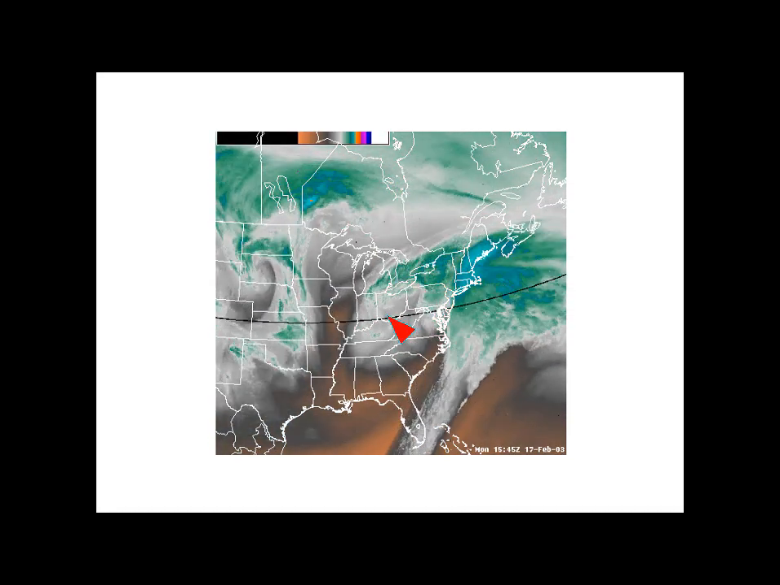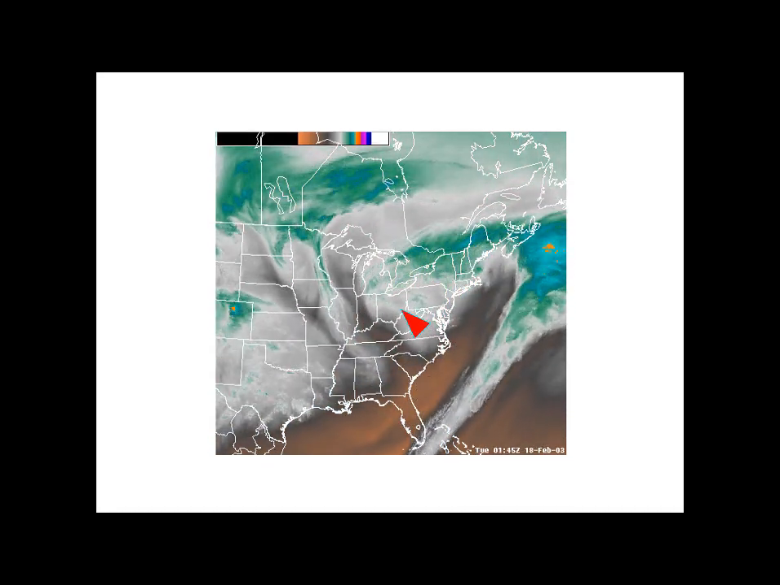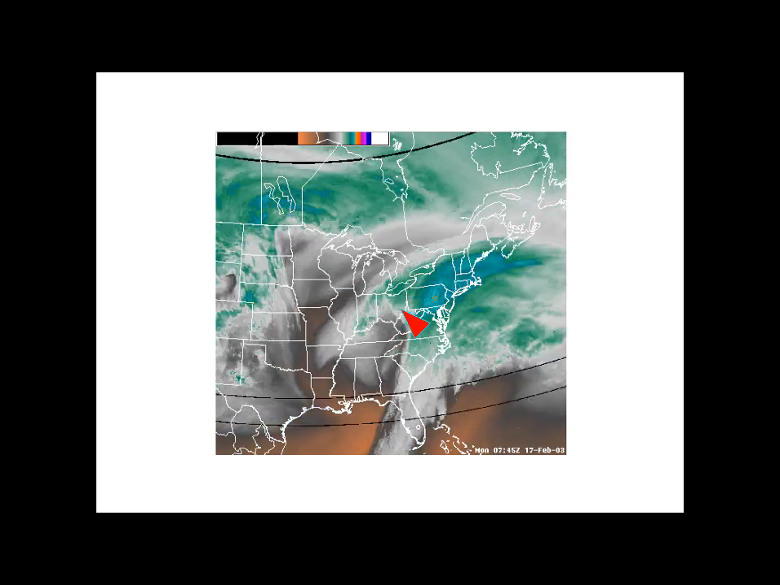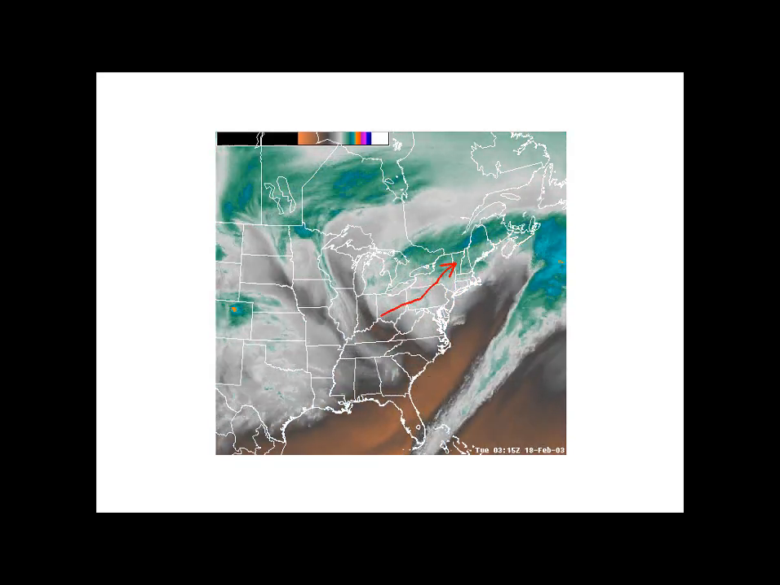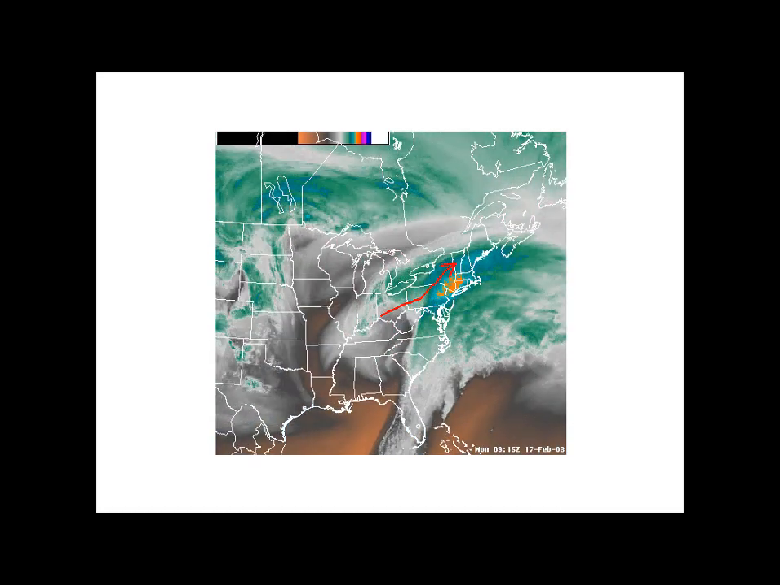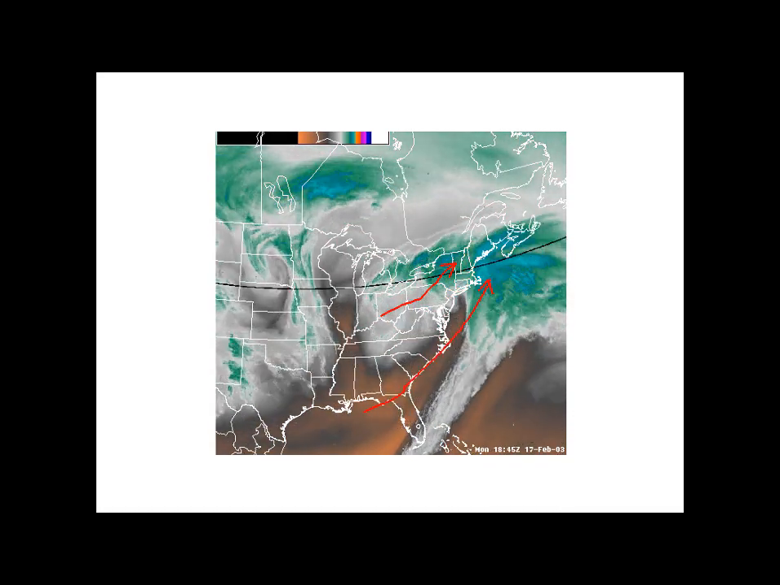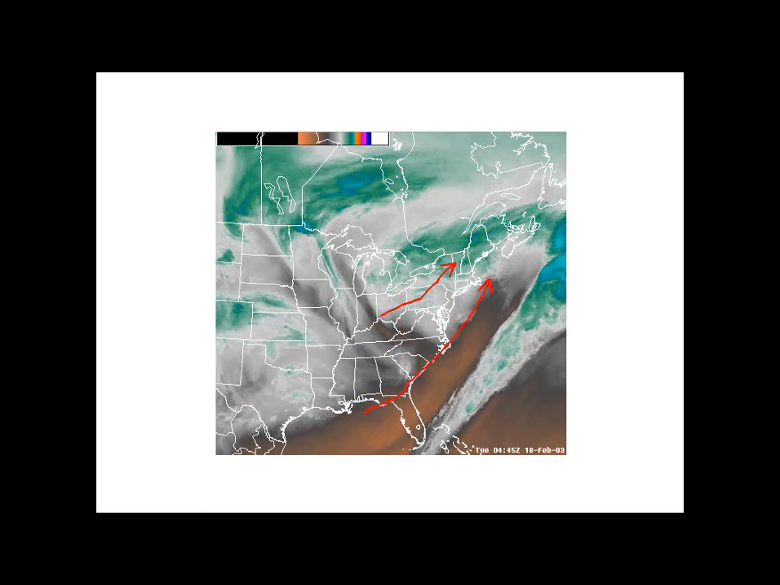We also noted the deformation zone on the northwest flank of the cyclone, moving towards our region of interest here. And also we looked at the dry slot and saw that it was going pretty much in this direction here.